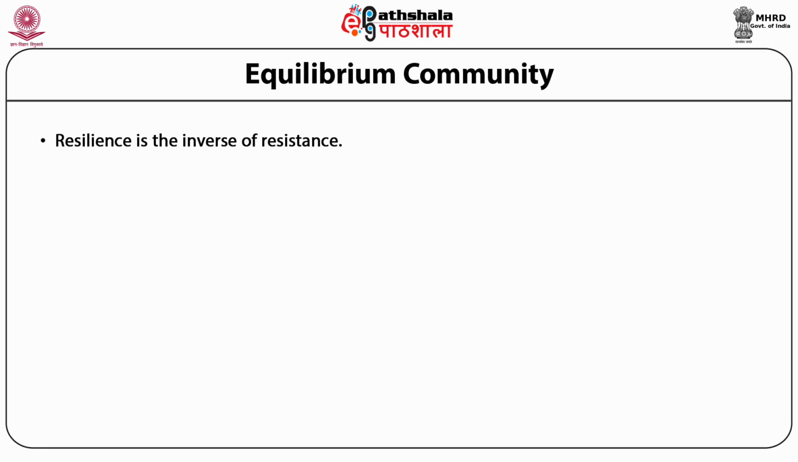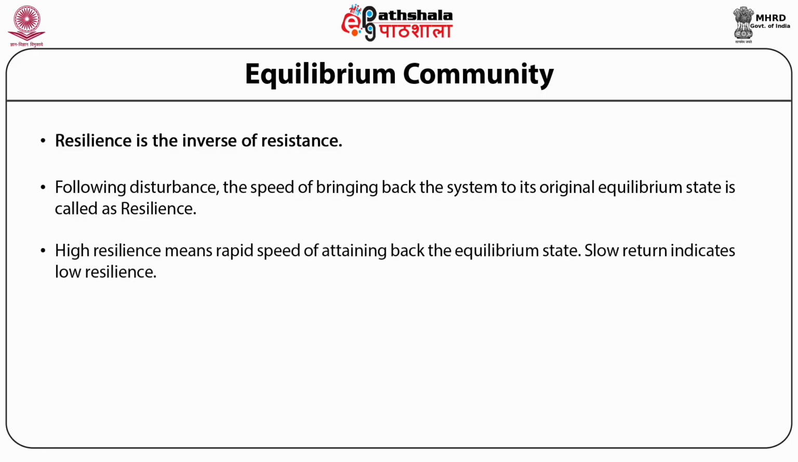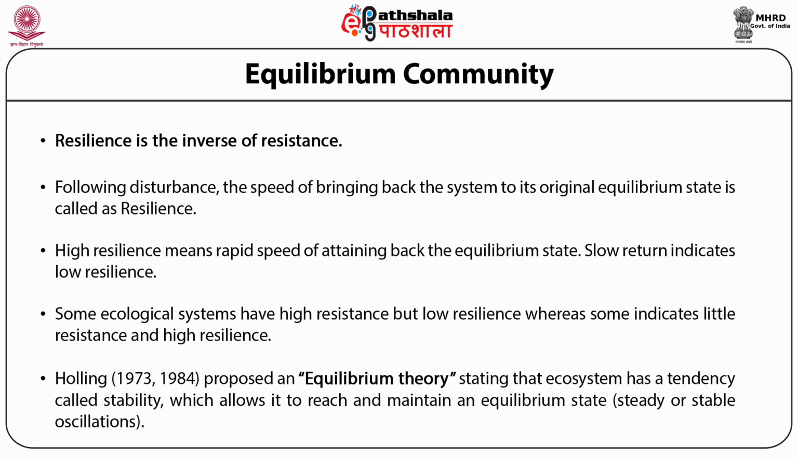Resilience is the inverse of resistance. Following disturbances, the speed of bringing the system back to its original equilibrium state is called resilience. High resilience means rapid speed of attaining the equilibrium state. Slow return indicates low resilience. Some ecological systems have high resistance but low resilience, whereas some show little resistance and high resilience. Holling, 1973-1984, proposed an equilibrium theory stating that an ecosystem has a tendency called stability which allows it to reach and maintain an equilibrium state, steady or stable oscillations.